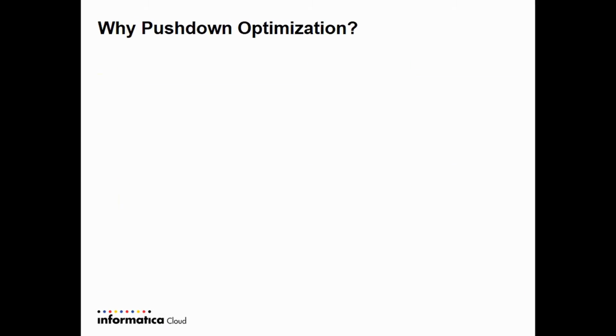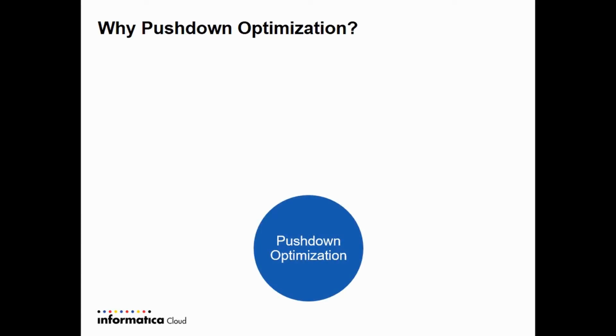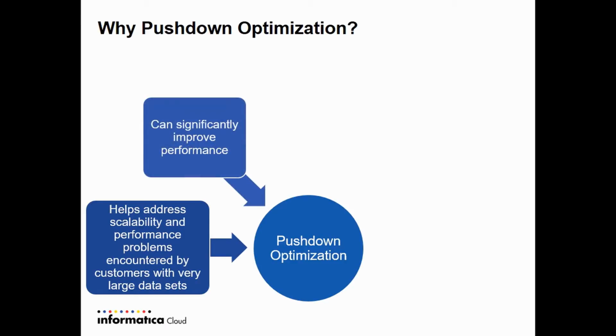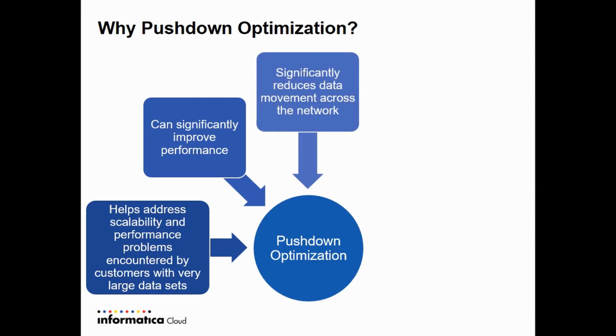Let us now understand why do we need push-down optimization. The push-down optimization helps address scalability and performance problems encountered by the customers with very large data sets from the data warehouses or databases like Redshift, Oracle, or MS SQL, etc. It provides flexibility to push down transformation processing to the most appropriate processing source, whether the source, target, or the Informatica Cloud server. This can significantly improve performance and reduce data movement across the network.